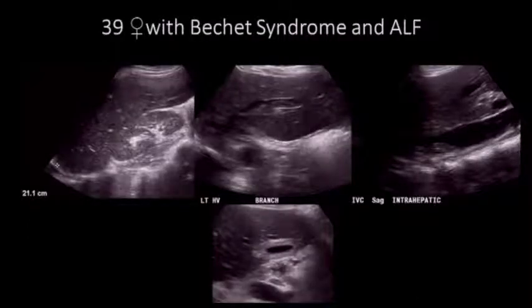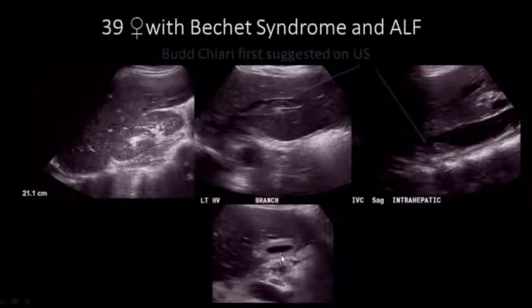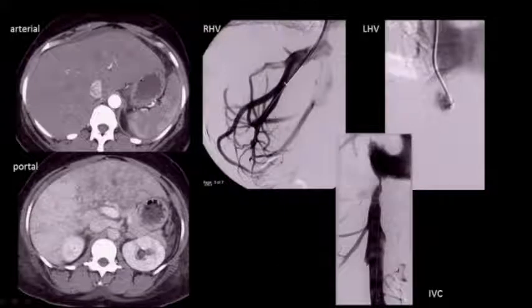This is a 39-year-old patient who had Behçet syndrome and presented with acute liver failure. The liver was somewhat large here, and nobody had suspected the possibility of Budd-Chiari. This is the left hepatic vein filled with thrombus. This is the IVC, partially thrombosed, small gallbladder again. This patient had CT with similar findings.